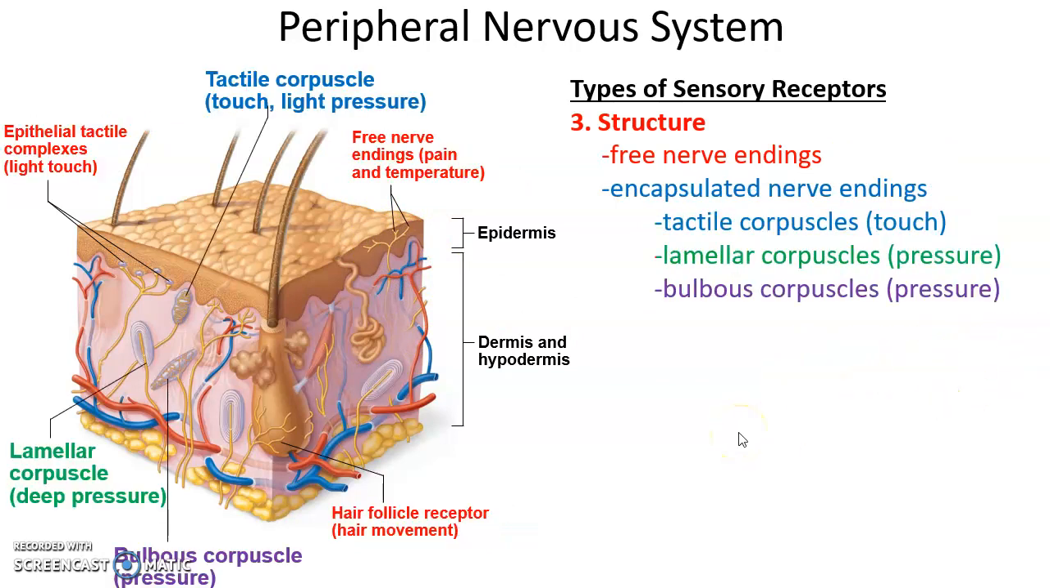You can also have encapsulated nerve endings. Here, the dendrites are wrapped around by connective tissue. So, for instance, we have the tactile corpuscles. Tactile corpuscles are found also in the skin near the epidermis. They can detect touch and light pressure. We have the lamellar corpuscles deeper in the dermis for pressure. Pressure being how hard something is pushing on you, so distinguishing between a light touch and something pushing really, really hard. And then also the bulbous corpuscles, also in the dermis, and they also detect pressure.